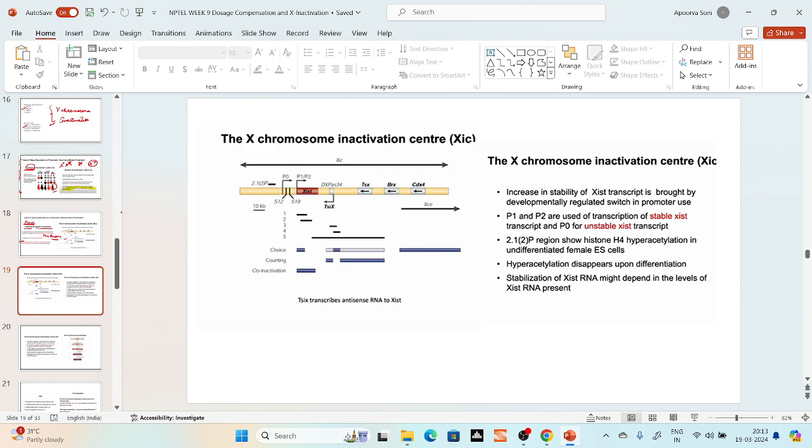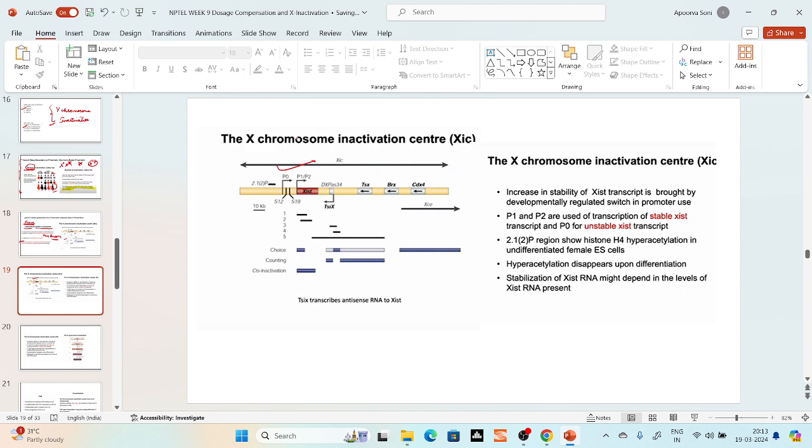See this P1, P0, P0, P1 and P2. These are the promoters, and these promoters are used for the transcription of the Xist gene, which will produce an Xist lncRNA. So P1 and P2 will produce the stable Xist, and P0 will produce an unstable Xist. Okay, this is clear. This is what comes in choice. You have to choose which promoter you have to use.